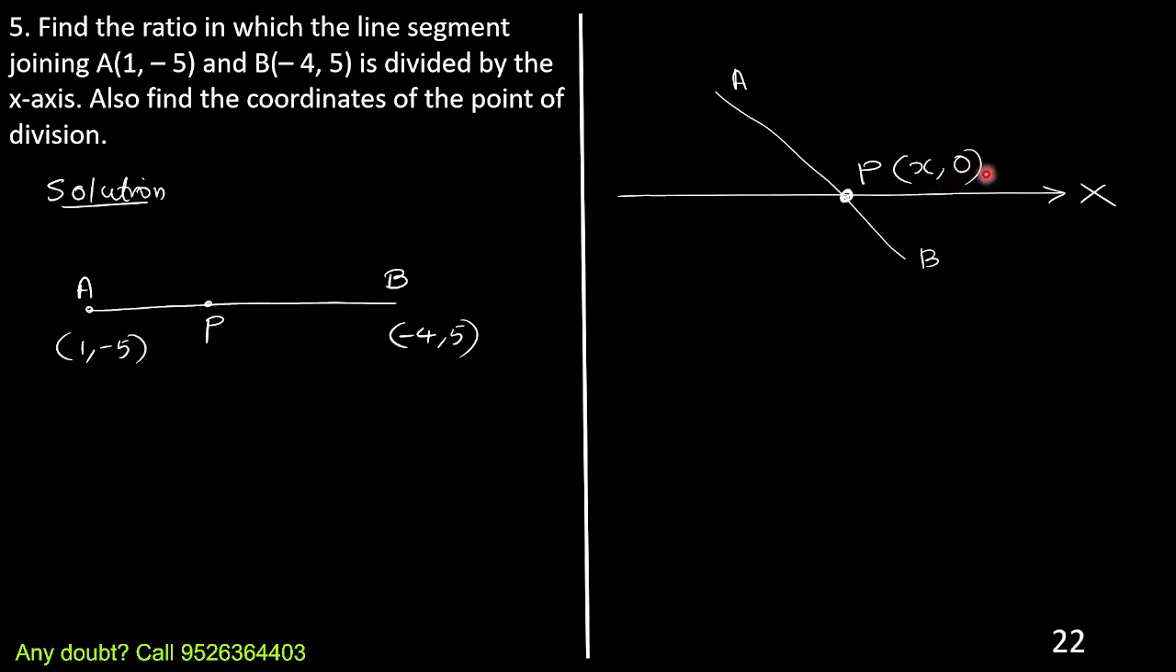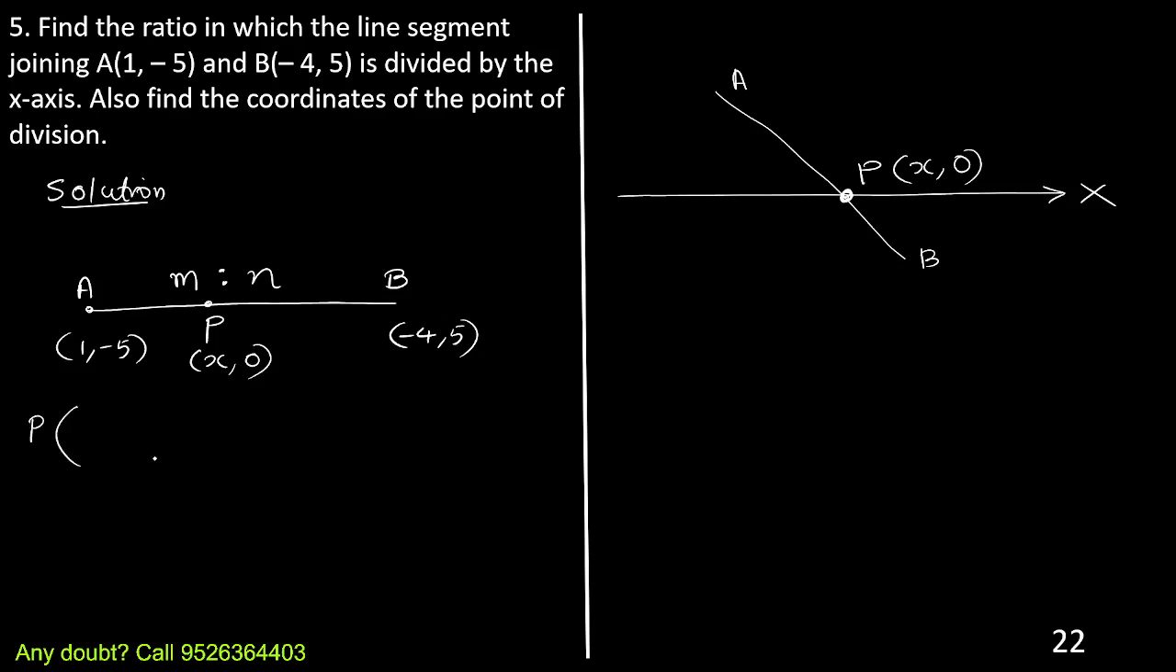So I make an assumption that the coordinates of P are (x, 0) because P lies on the x-axis. x I have no idea, but the y coordinate will be 0. So we have to find the ratio AP is to PB. After that, we have to find the coordinates of P. Let me make an assumption that the required ratio is m is to n.